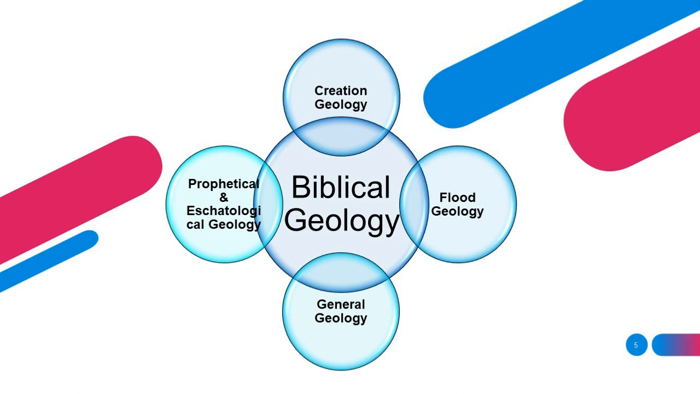And we have prophetical and eschatological geology, things that God has foretold us through His prophets that are going to happen, and it happened, and we can test them archaeologically. And eschatological means the geology that's going to happen, like in the book of Revelation and in other last day prophetical things. And there is general geology.